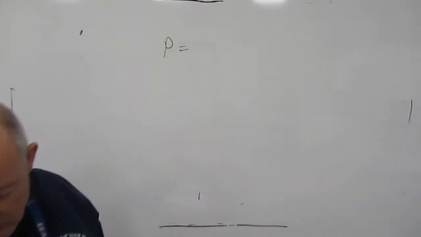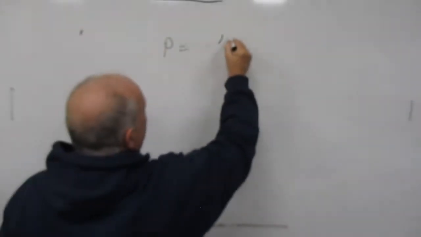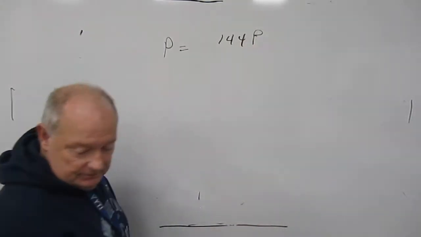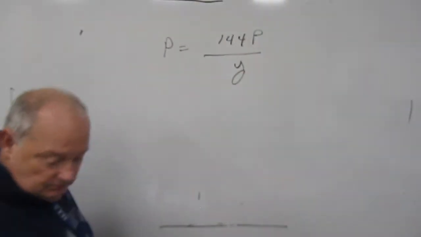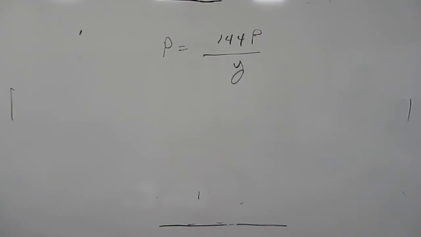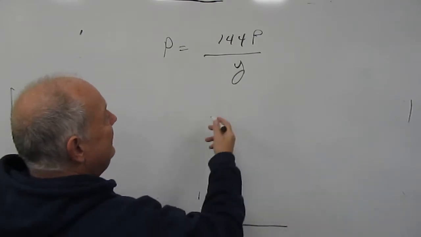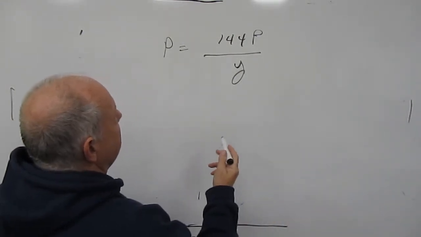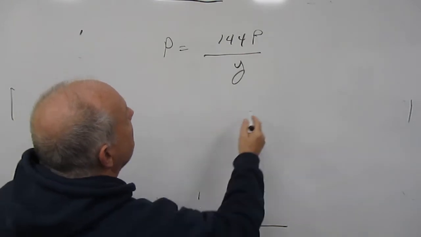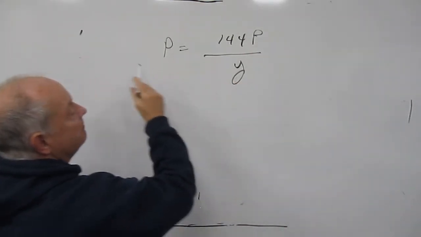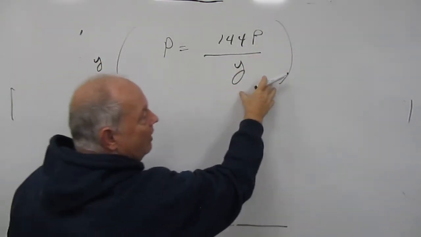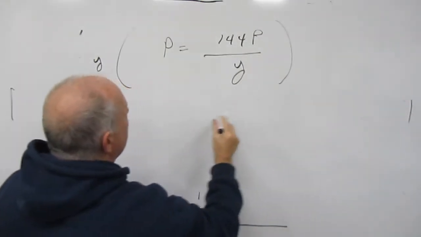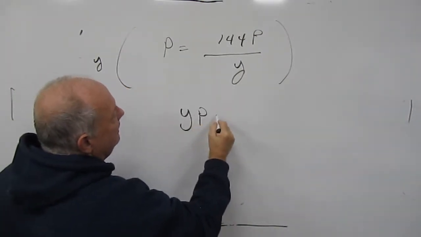P equals 144P divided by Y. Solve for P. Well, let's get P all on one side. We can multiply completely by Y to get Y from the denominator into the numerator, and we end up with YP equals 144P.